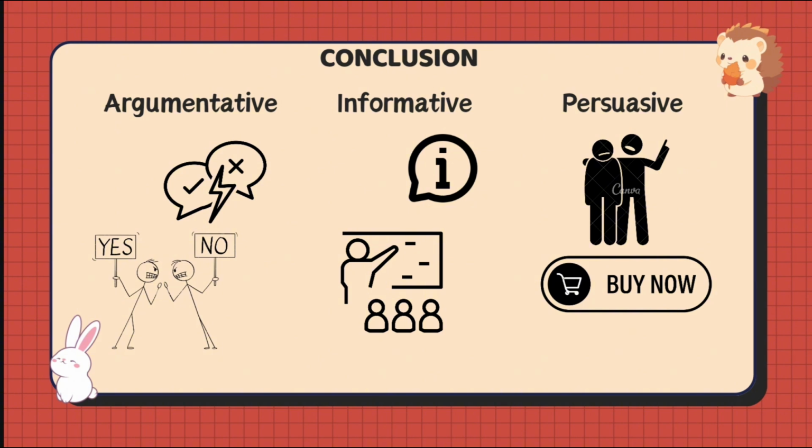To wrap up, use argumentative writing when you need to defend your position with logic and evidence. Use informational writing when you want to explain facts without bias. Use persuasive writing when your goal is to inspire action or change. Mastering these forms of writing will make you a more effective communicator.